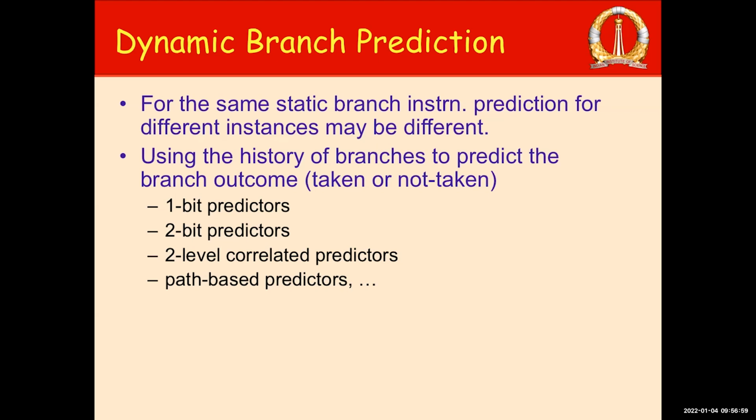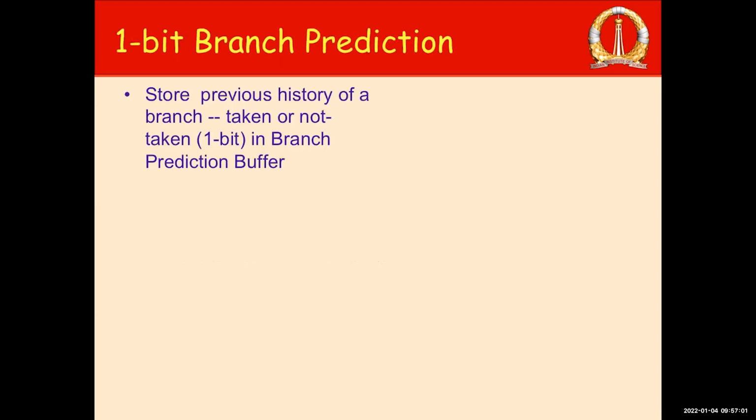So let's just talk about the simplest one of them, which is the one-bit branch predictor. The one-bit branch predictor essentially looks at each branch as and when it is encountered, and then stores the history of what happened the previous time the same branch was executed. If the last time the branch was executed it was taken, then that information is stored. If it is not taken, then a 0 is stored to indicate that it was not taken.